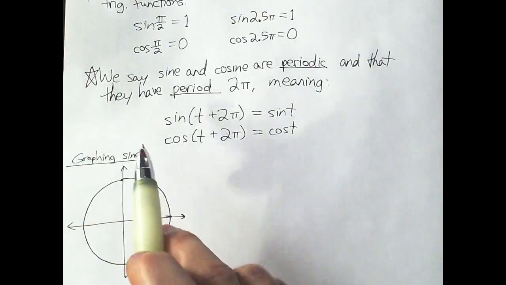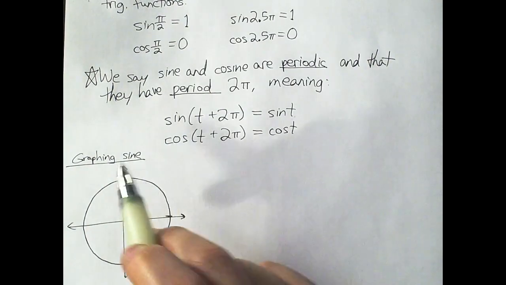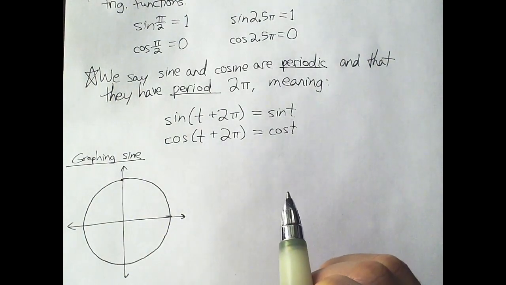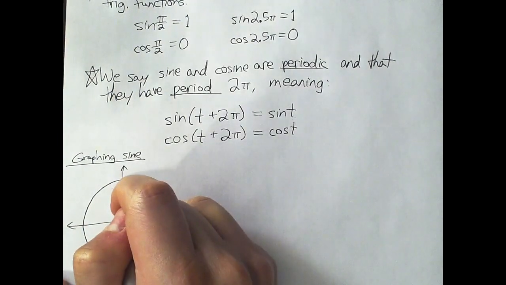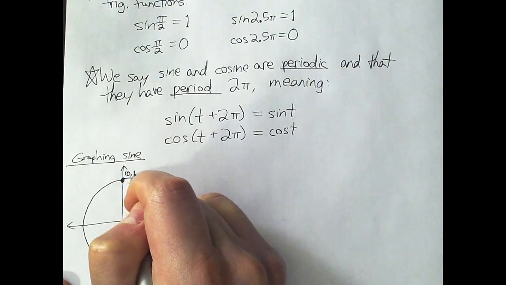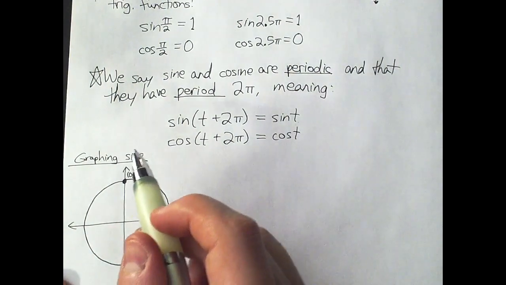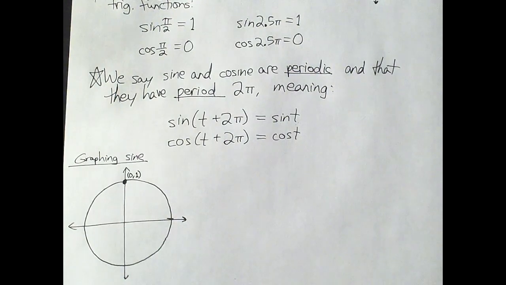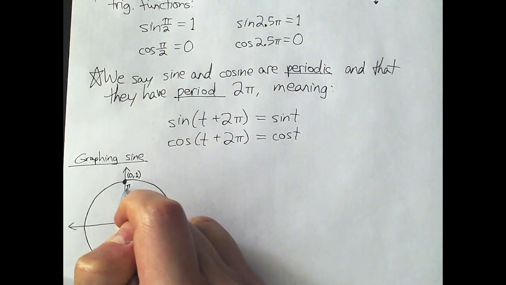Sine is the y-coordinate of a terminal point, right? Based on the unit circle, what do you think is the largest y-coordinate we're ever going to get? It's going to be up here, right? The largest y-coordinate you'll ever get on the unit circle is 1. Because if you go any higher than that, you're not on the circle anymore. That happens at a t value of pi over 2.